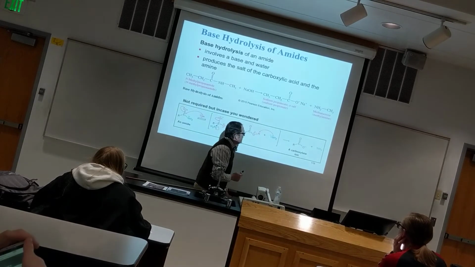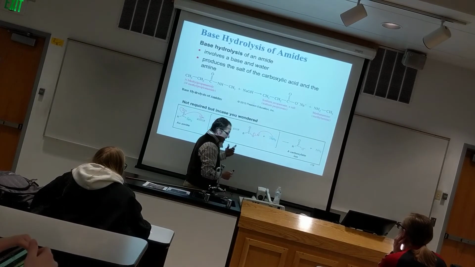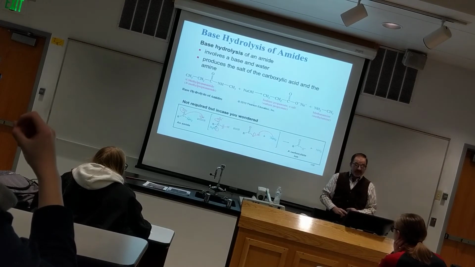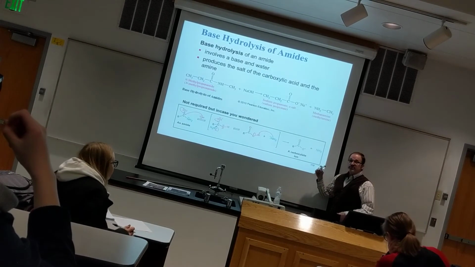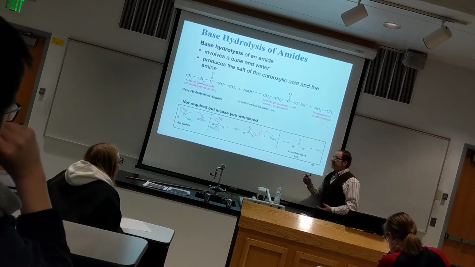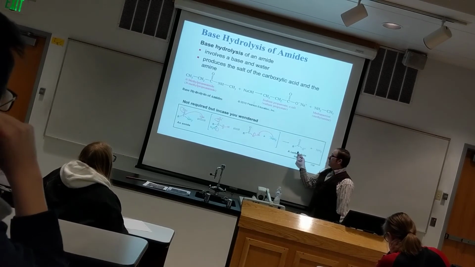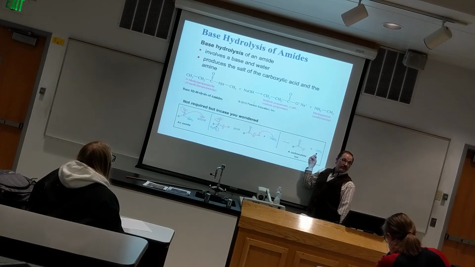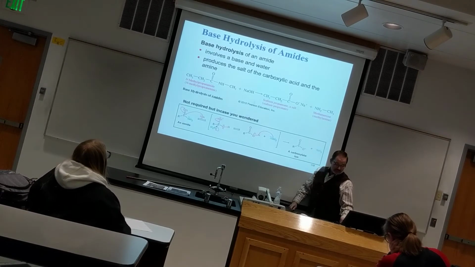So this is then the explanation of, if I have acid hydrolysis, I end up with the carboxylic acid and an ammonium salt. Under basic hydrolysis, I end up with the salt of the acid and a regular amine. So they're different, right?